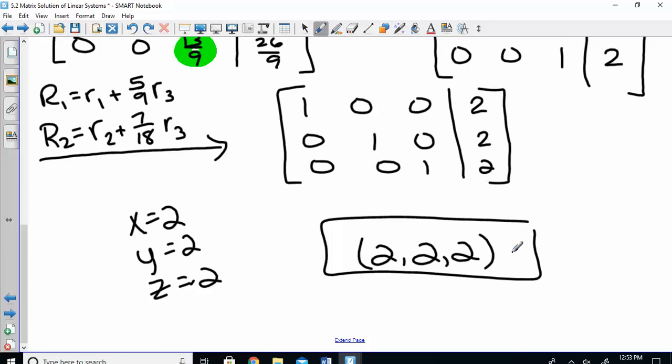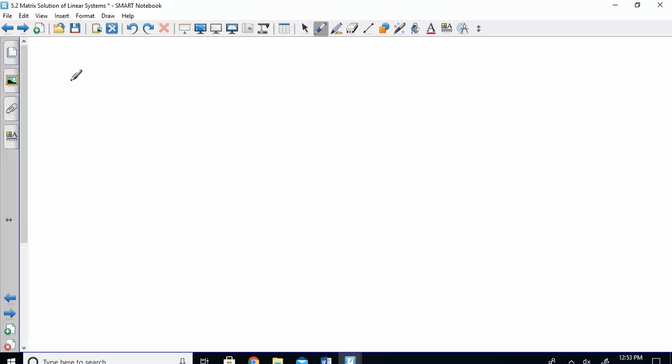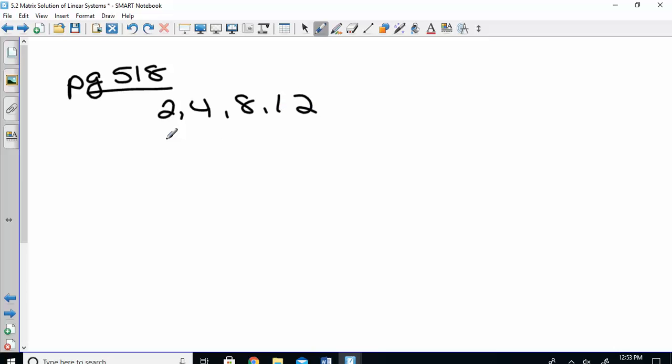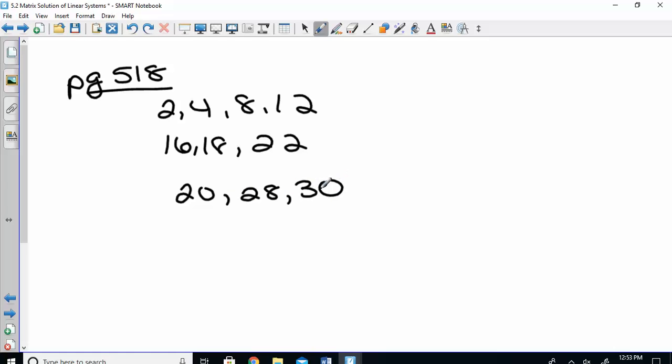Okay, so the rest of the hour, you have time to work on these and ask questions. Just a recap to make sure you've got everything, page 518. Remember the first day I gave you 2, 4, 8, and 12. Yesterday I added 16, 18, and 22. Today I want to add problems 20, 28, and 30.